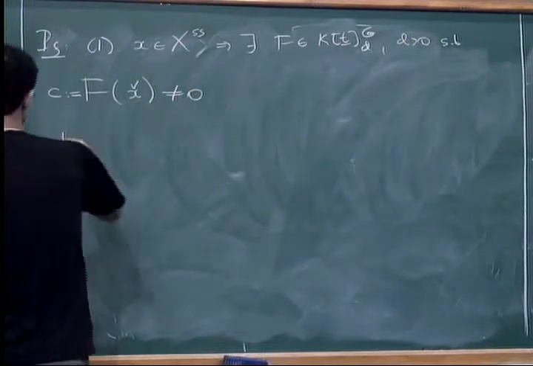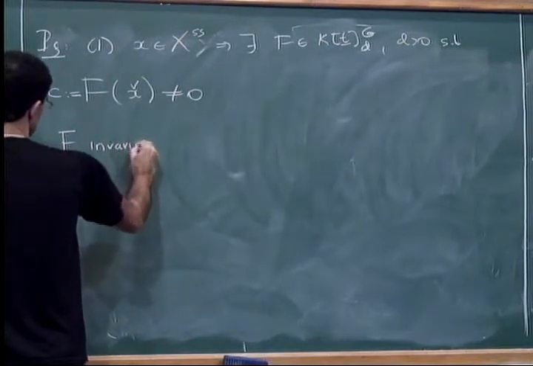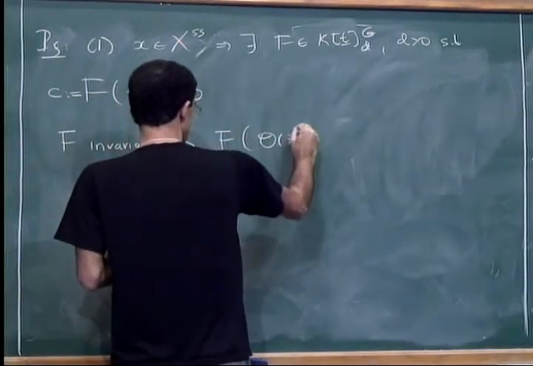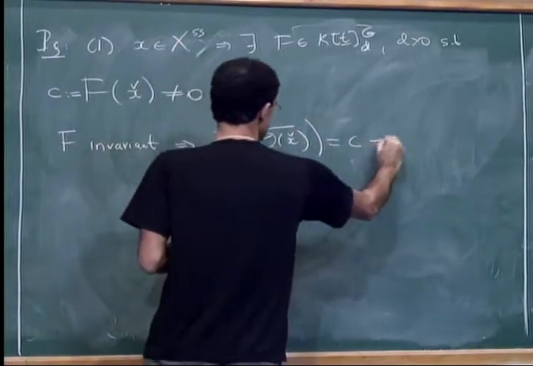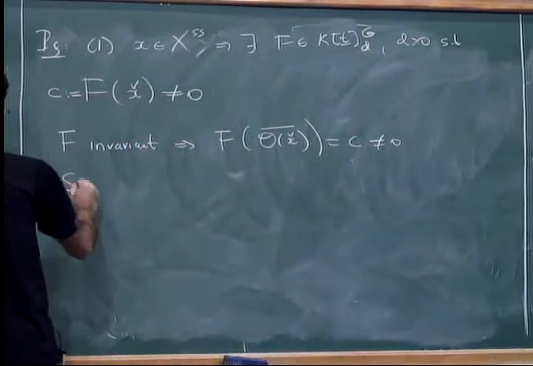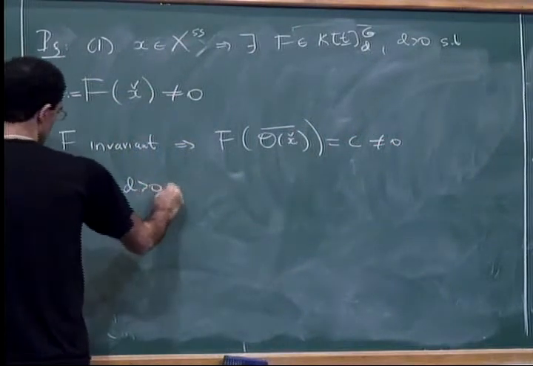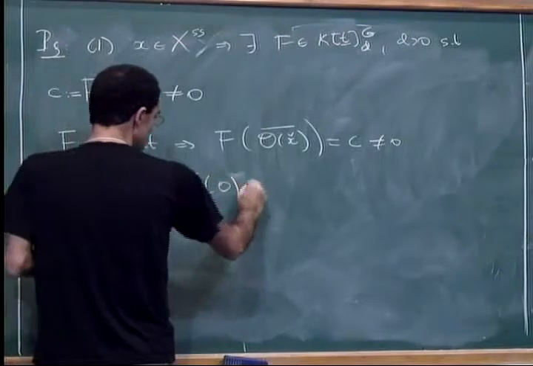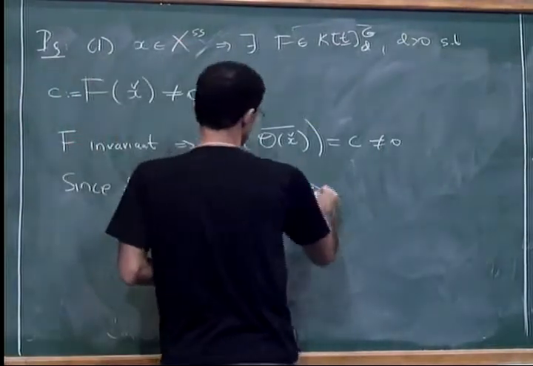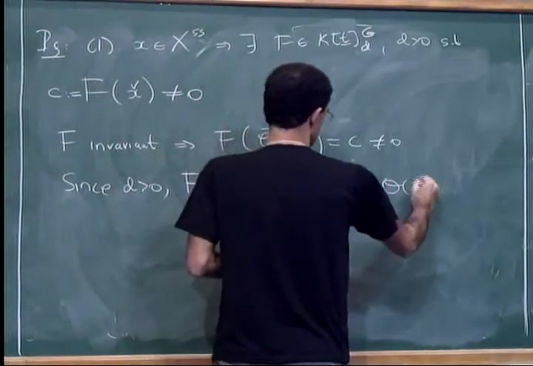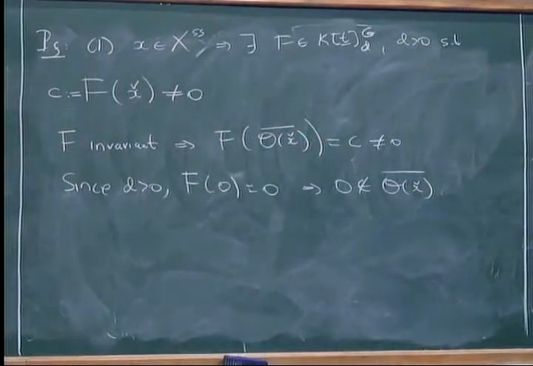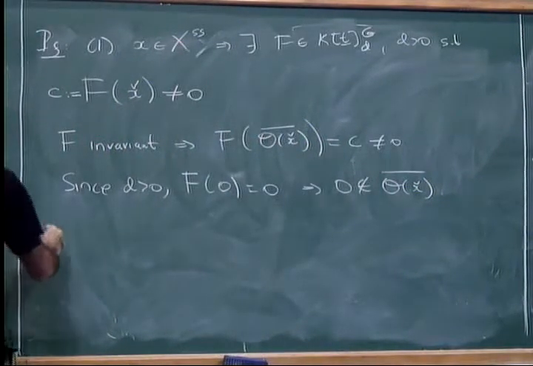But of course, F is invariant. And then what happens is that F of the orbit and of the closure of the orbit is the same C, which is non-zero. Okay? But since the degree is positive, this is a homogeneous form, it has to be 0 in 0. Right? So 0 does not belong to the set. Okay, so that's just that. 2.